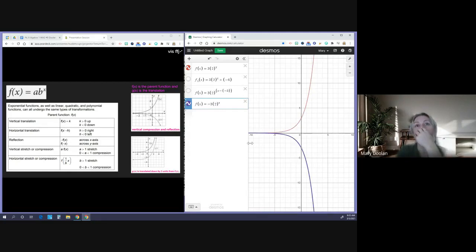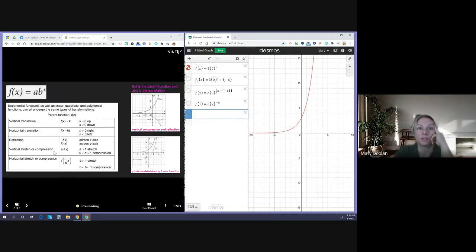And it just reflected across the x-axis. If I want to see it reflect across the y-axis, then my negative needs to go where the x is, up here. And I'm not sure if I need parentheses. No, I didn't need parentheses. And so that's showing it reflecting across that way. So you could turn that off and on.